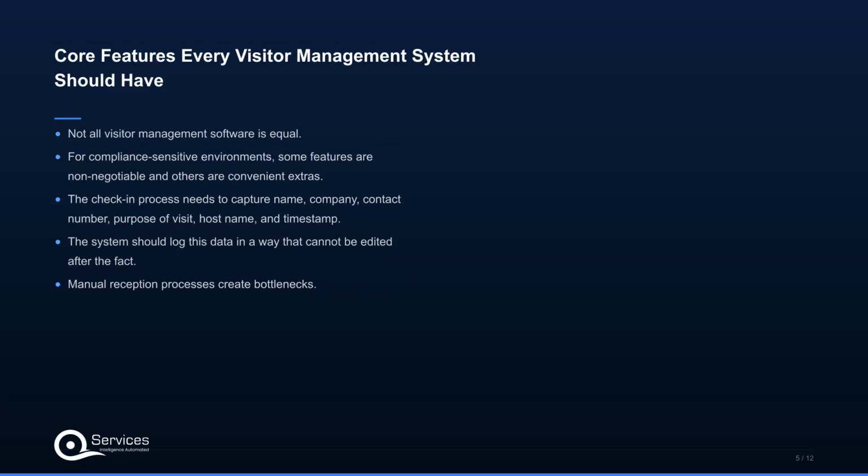Next up, core features every visitor management system should have. Not all visitor management software is equal. For compliance-sensitive environments, some features are non-negotiable and others are convenient extras. The check-in process needs to capture name, company, contact number, purpose of visit, host name, and timestamp. The system should log this data in a way that cannot be edited after the fact. CloudCheckIn stores all check-in records on Microsoft Azure with role-based access controls, so only authorized users can view records and no one can delete or alter historical entries.